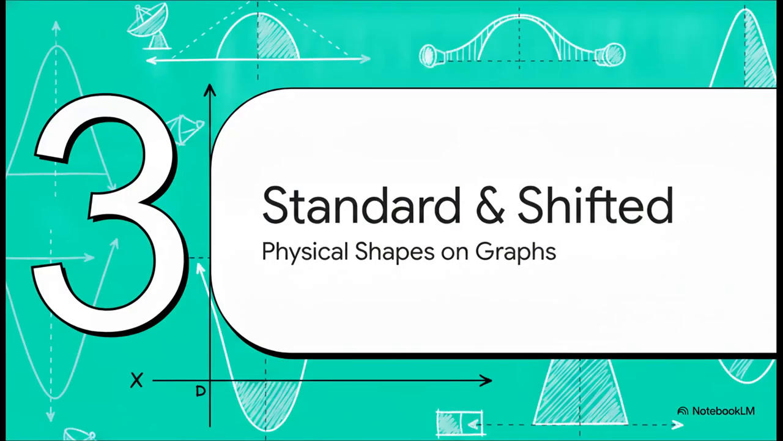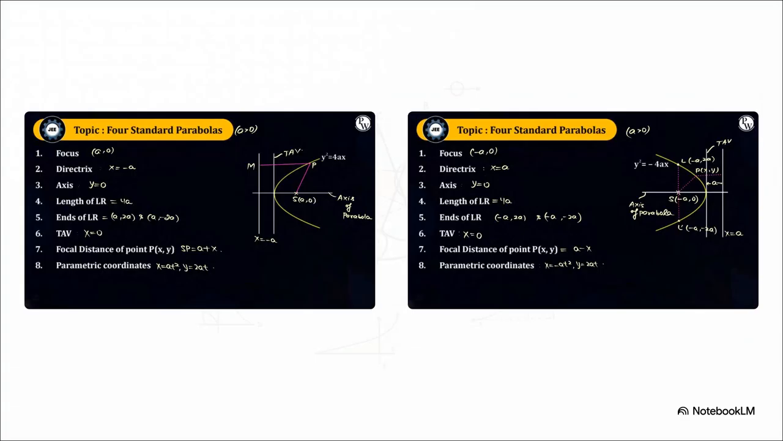Let's look at Section 3, standard and shifted parabolas. Okay, let's talk standard orientations. On one hand, we have y squared equals 4ax. This gives us your standard parabola opening up to the right, with its focus sitting comfortably at the coordinates (a, 0). Conversely, if you simply throw a negative sign into the mix to get y squared equals negative 4ax, the entire structure completely flips. It opens to the left, and it pushes that focus over to (negative a, 0).